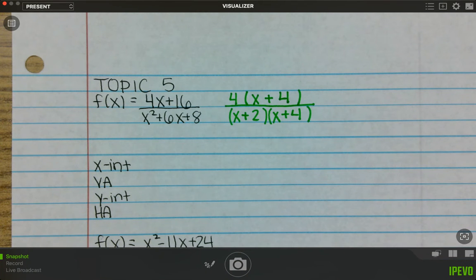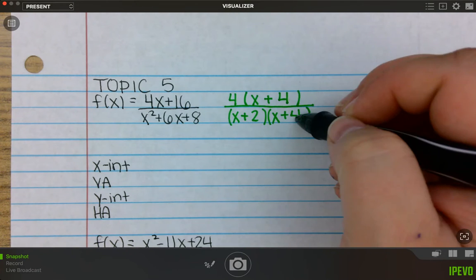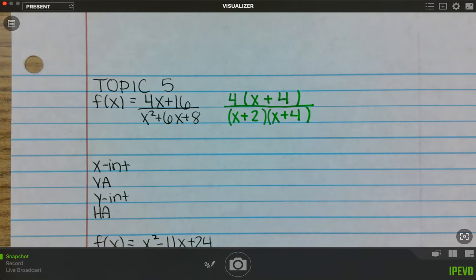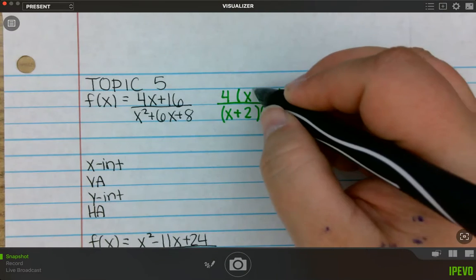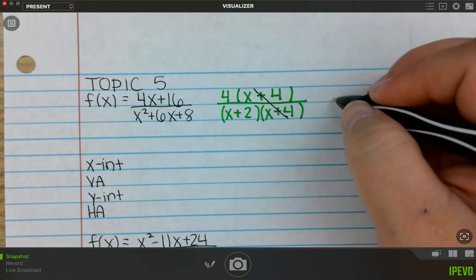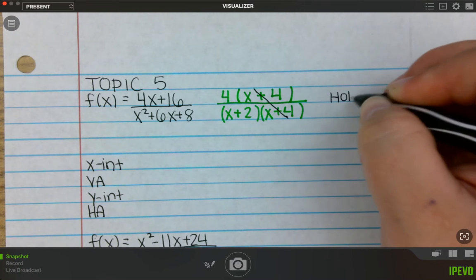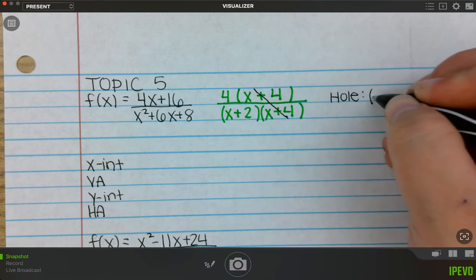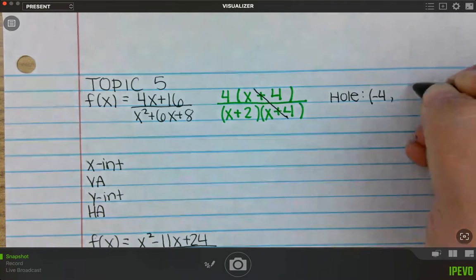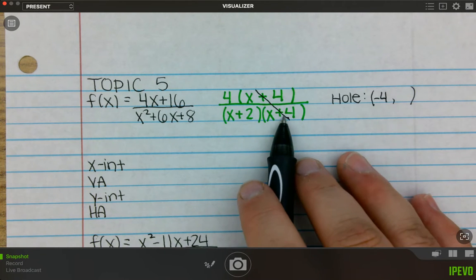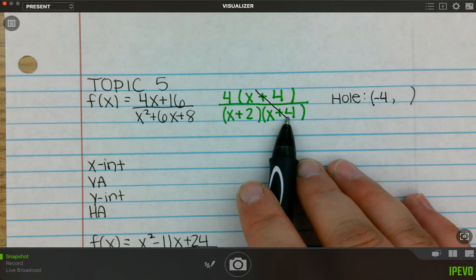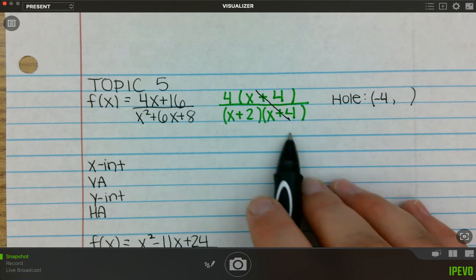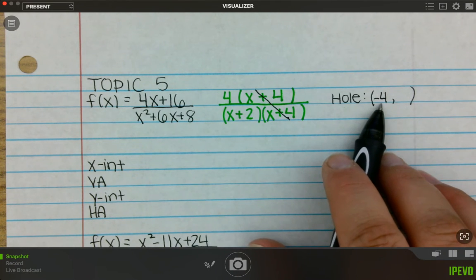Now, what happens is you have these two that can cross out, the x plus 4 and the x plus 4. So we're going to go ahead and do that, but whenever you do that, it leaves behind something called a hole. And that hole is always going to be at the opposite of what you crossed out. It's called the zero of that factor. Since this was plus 4, this is automatically negative 4.